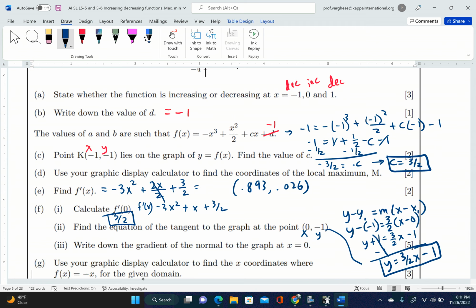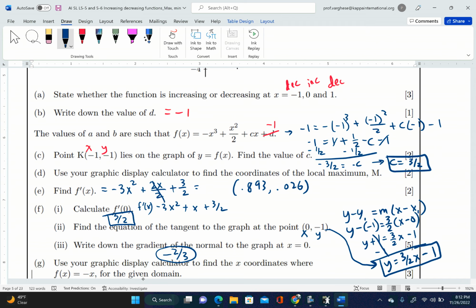So this is the answer to part 2. Part 3, write down the gradient of the normal to the graph at x equals 0. That's basically saying take this number right here and write down the negative reciprocal of it. So the reciprocal of 3 over 2 is 2/3, and it's the negative reciprocal, so this is negative 2/3. Okay.